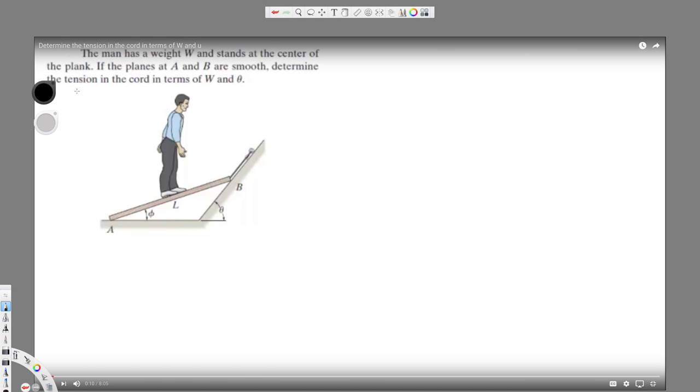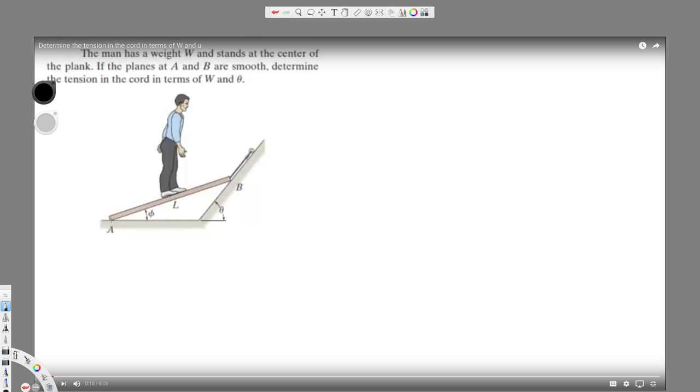We have this question right here. It's asking: the man has weight W and stands at the center of the plank. If the planes at A and B are smooth, determine the tension in the cord in terms of W and theta. So first of all, what we have to do is put the forces acting on this.